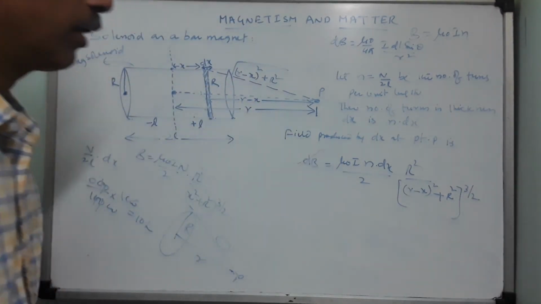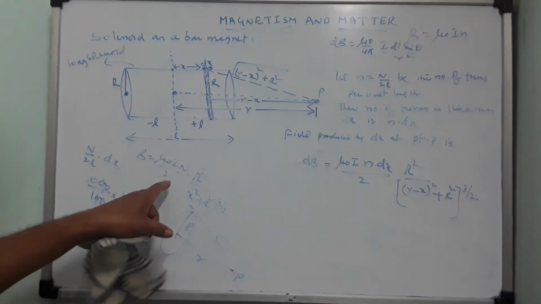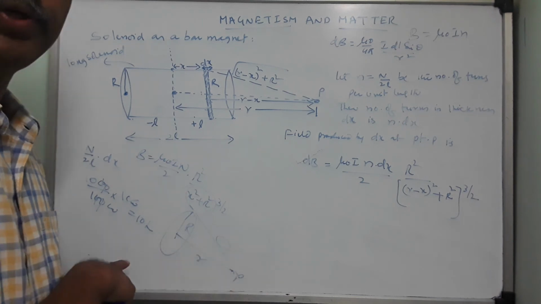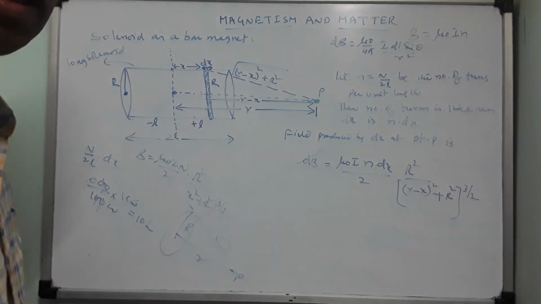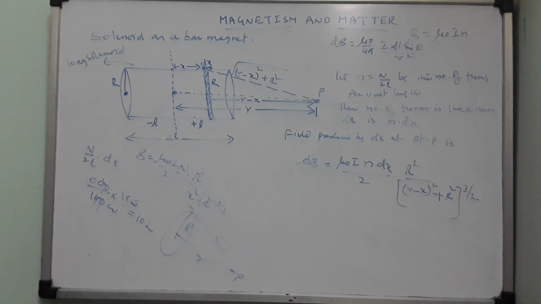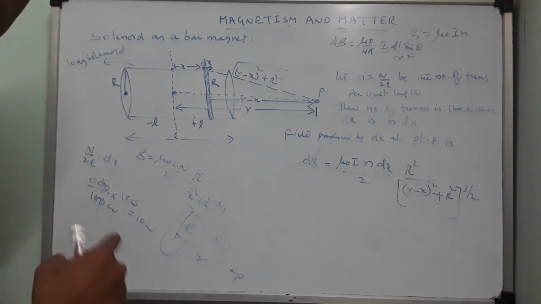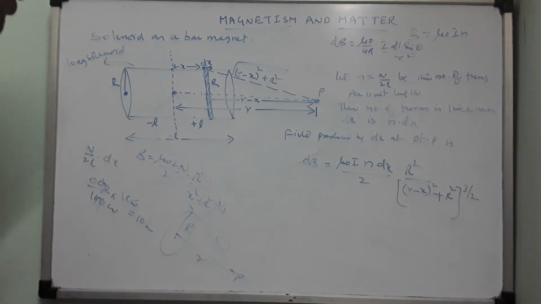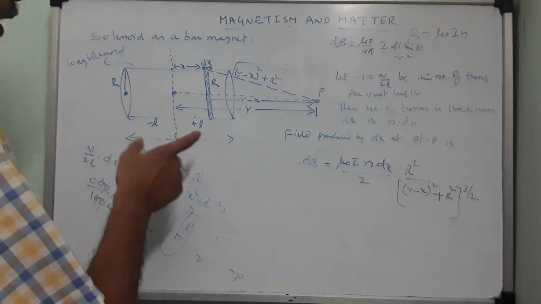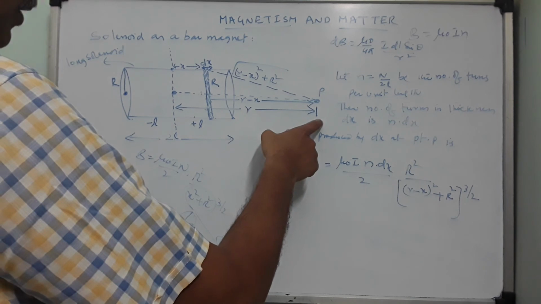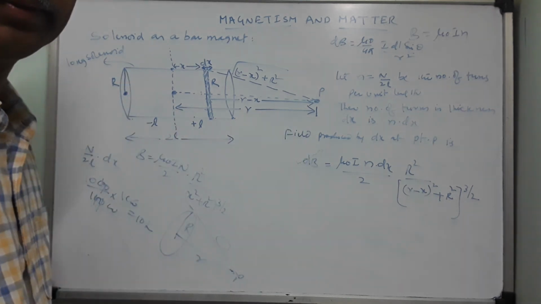So did you notice, children, how important is this formula? For the previous derivation you have to use it directly. For the current derivation also you are using it directly. So practice it well. Fine? Okay. Now we have imagined that it is a very long solenoid. So length is very large. How large? Compared to the distance of point P, it is small only.